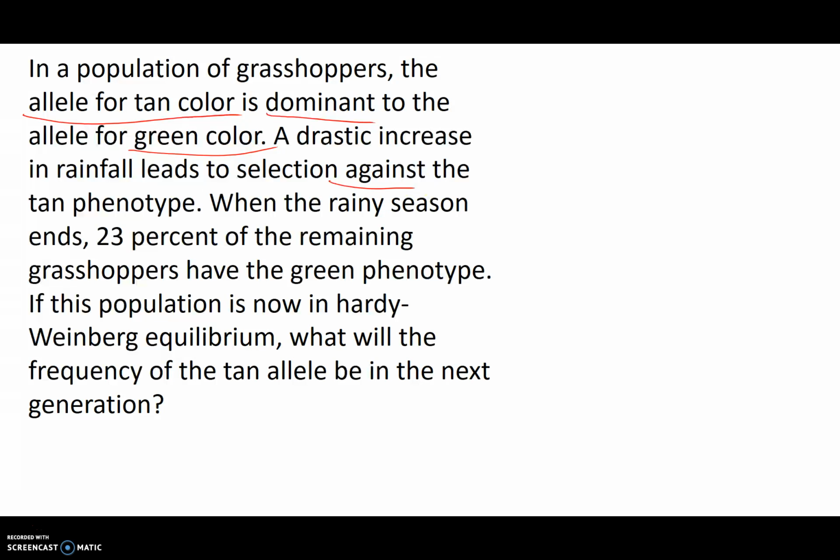When the rainy season ends, 23% of the remaining grasshoppers have the green phenotype. So that's my Q squared. Green phenotype individuals, 23%, is 0.23. If this population is now in Hardy-Weinberg, what will the frequency of the tan allele be in the next generation? Tan allele is P.